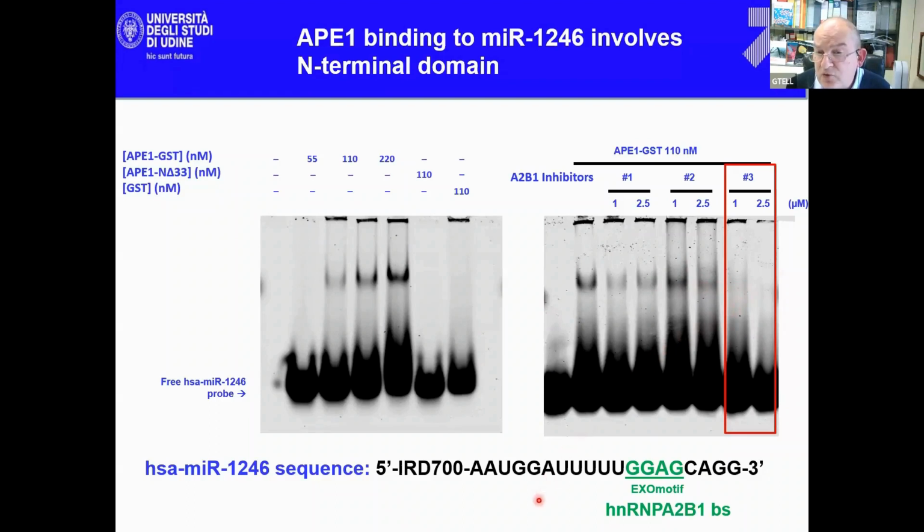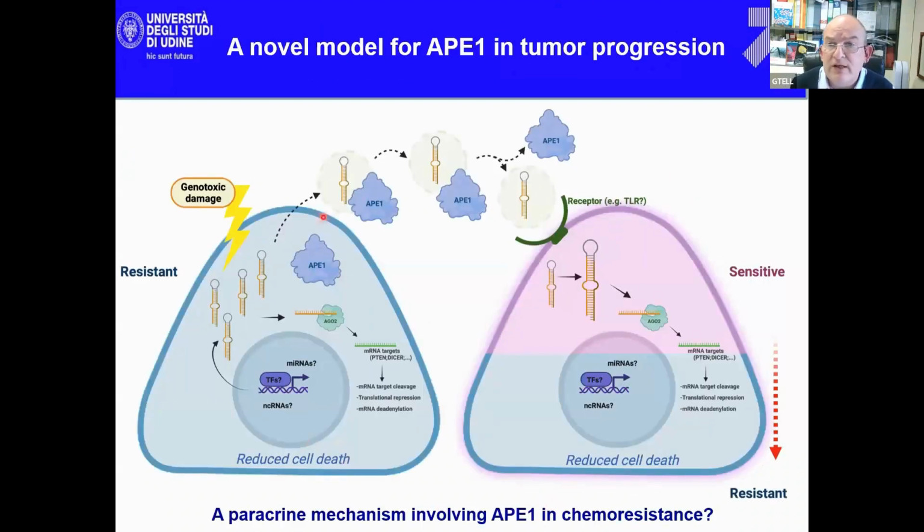Therefore, we are opening a new field in the possibility of using this kind of inhibitor to block selectively the sorting of specific microRNA by impairing the interaction of this microRNA with the sorting proteins such as A2B1 and POL1 and APOE1. So our working model in this field is that cancer cells that can become resistant to genotoxic treatment are able to secrete complexes between APOE1 and specific microRNA that can be uptaken by recipient cells to exert similar function and promote the onset of resistance in a paracrine mechanism.